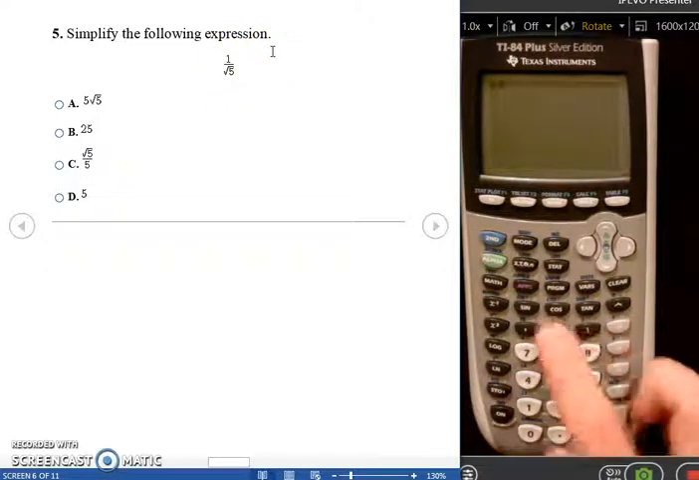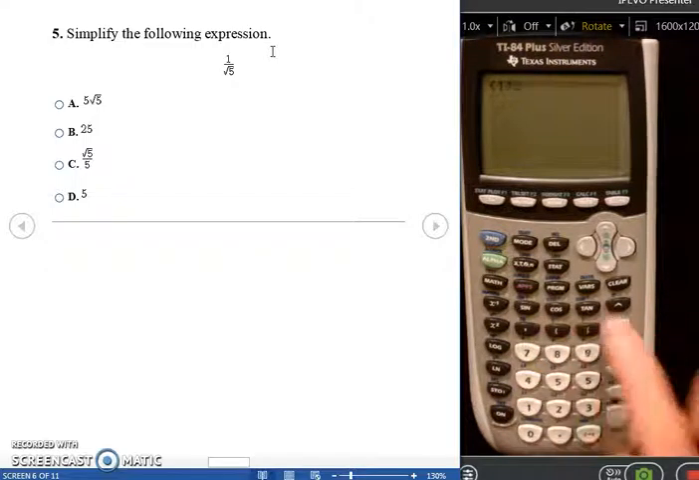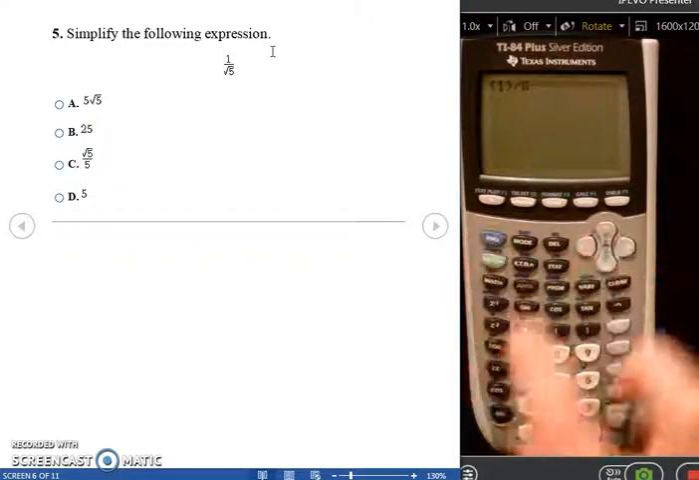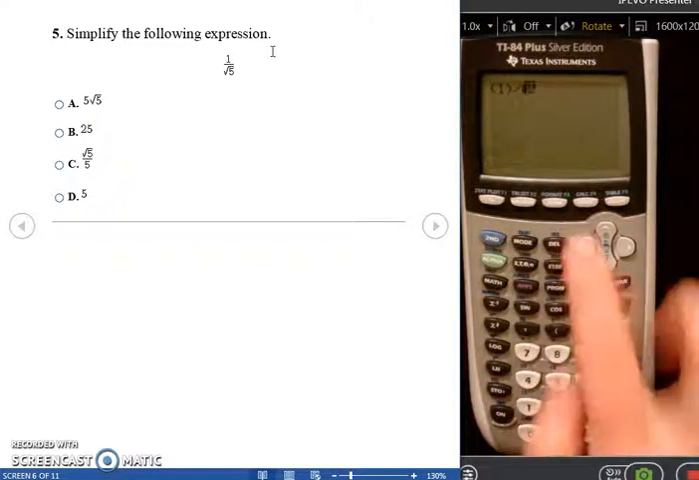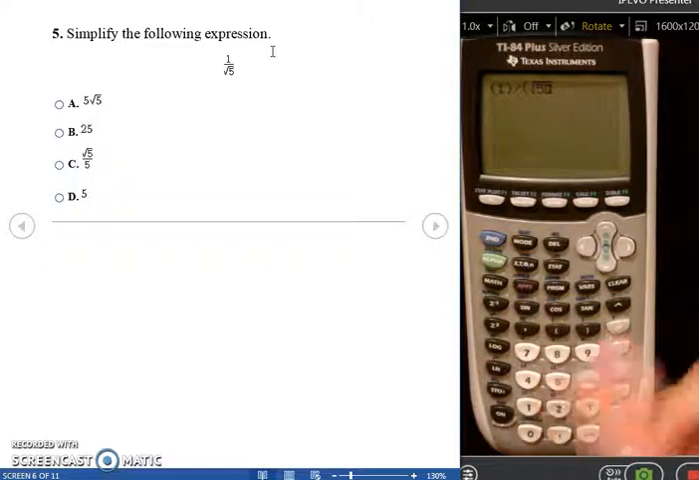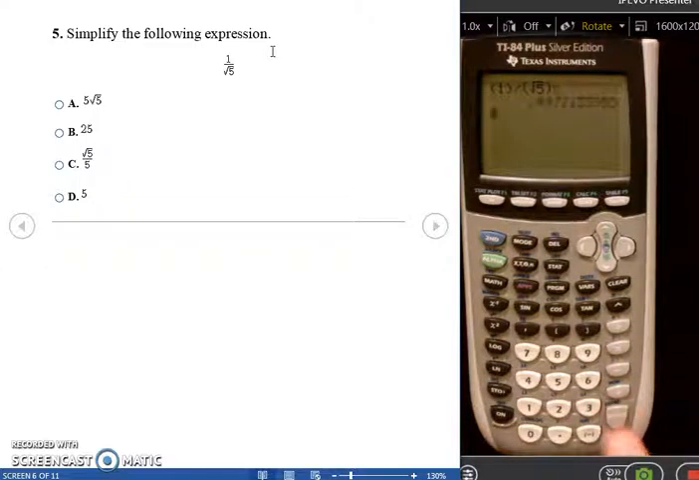So here I'm going to have parentheses 1, parentheses divide, and you can see it even comes out as a fraction. The slash kind of reminds you of a fraction bar. Second square root, but remember I need to put that in parentheses, so parentheses second square root 5, arrow out, and parentheses. And I press enter, and I get this as a decimal. So then it's the same procedure.